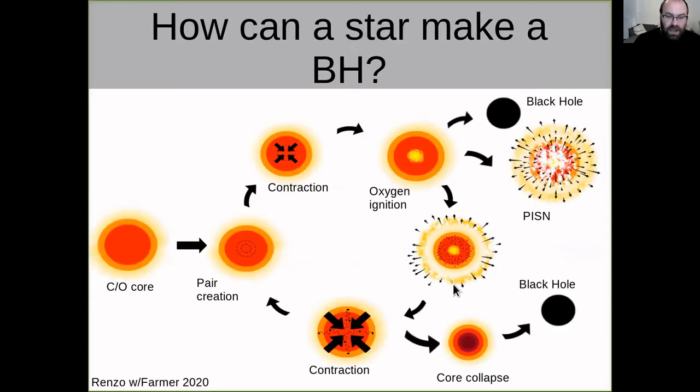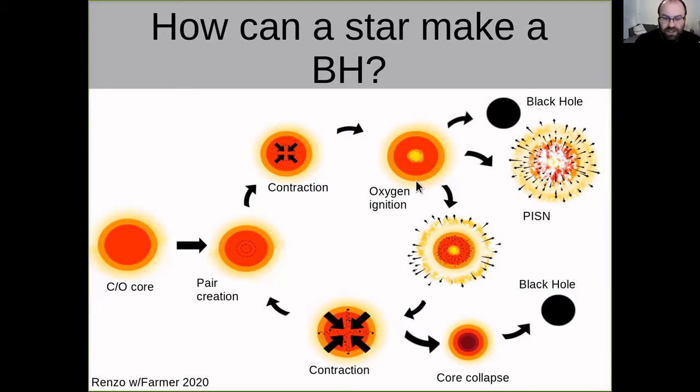So how does a star make a black hole, and why are we limited to 45 solar masses? If you imagine a massive star, of order 100 solar masses initially, it evolves, burns hydrogen, burns helium, and eventually ends up with a core of carbon and oxygen. As this core evolves, it gets hotter and denser, and it can start producing electron-positron pairs inside the core. This removes the pressure support that was holding the star up, so it contracts. The gas that contracts heats up.